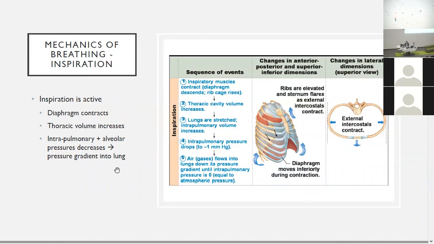And you have the pump and bucket handle movement. You think of the sternum as your pump with the ribs attached to it. And then your false ribs, which come out here, are your bucket, and they move up. So it's like, yeah, I look like an idiot.